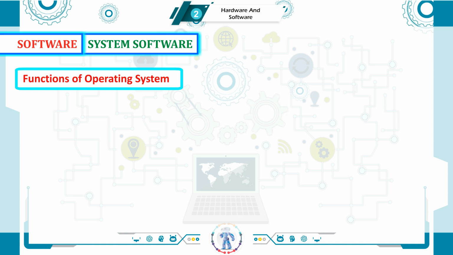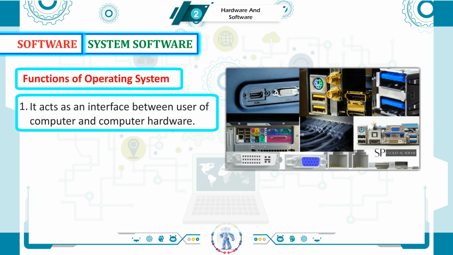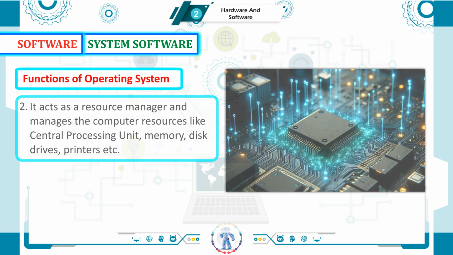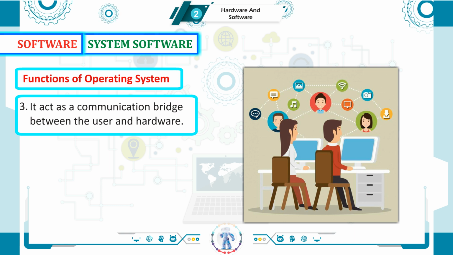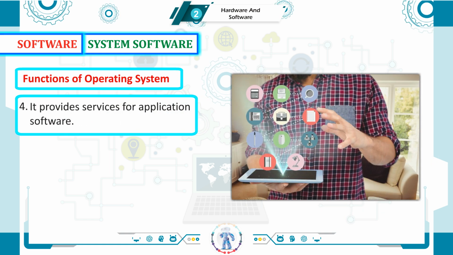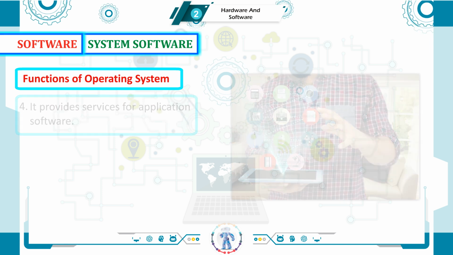Functions of operating system. 1. It acts as an interface between the user of the computer and the computer hardware. 2. It acts as a resource manager and manages the computer resources like central processing unit, memory, disk drives, printers, etc. 3. It acts as a communication bridge between the user and hardware. 4. It provides services for application software.